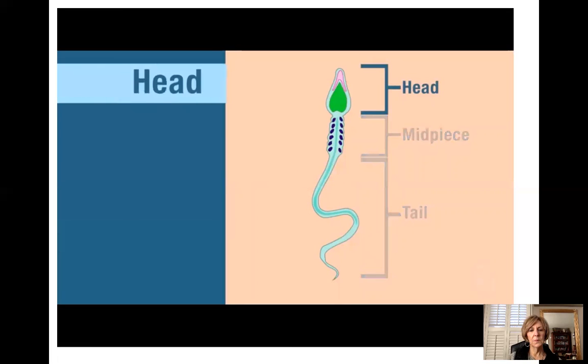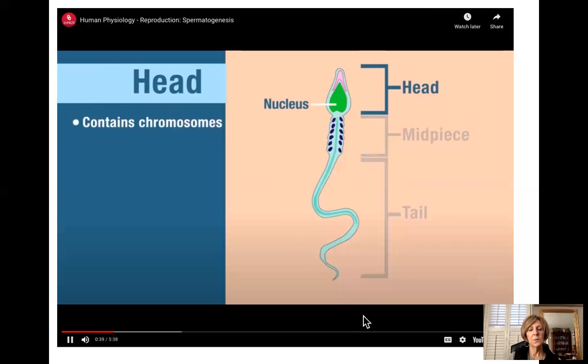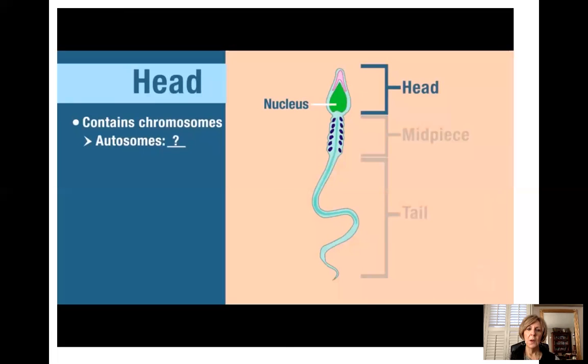So the head contains a couple of important things, and number one, those are the chromosomes. And so what I'd like to ask you is how many autosomes are there in the head, and how many sex chromosomes? So if you want to pause the video for a moment and think about that, then I'll give you the answer in just a minute.